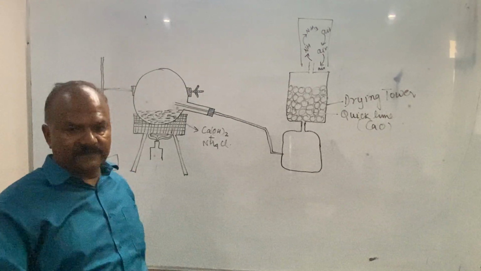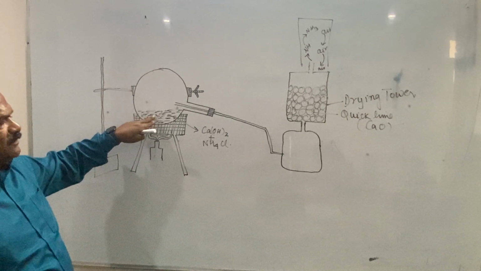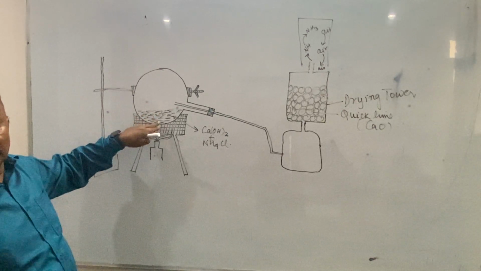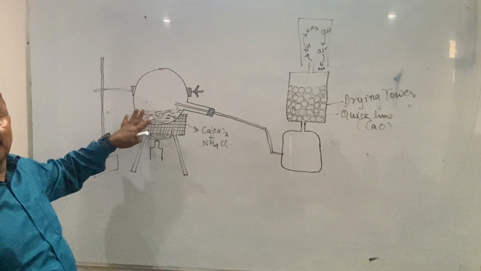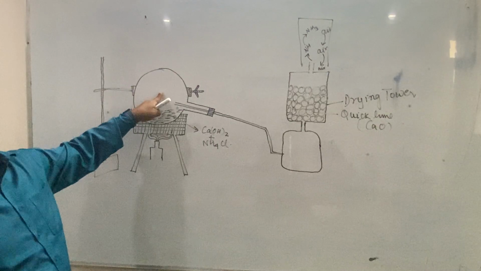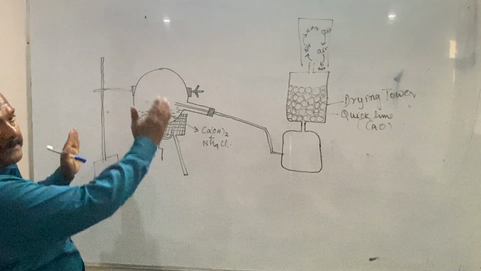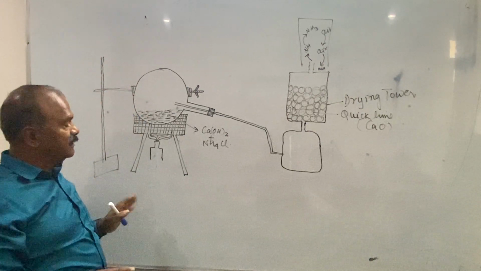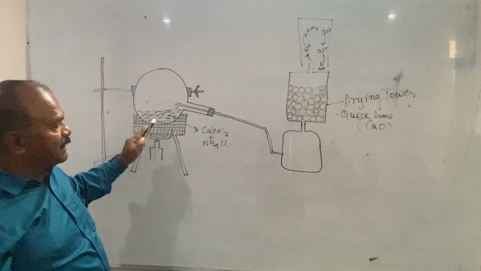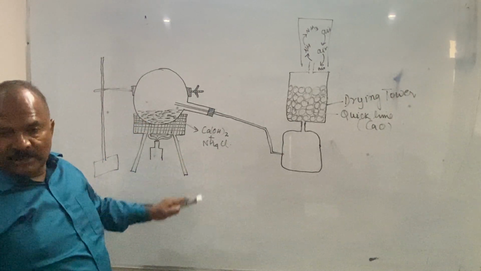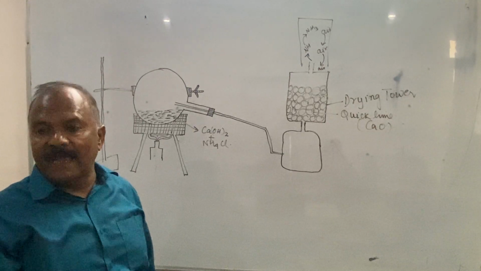Preparation of ammonia gas. Here is the mixture of calcium hydroxide and ammonium chloride. Both the powders are taken here in this tilted round bottom flask. This is tilted. It is not kept in the upright position. It is tilted. Remember. So when you are heating the calcium hydroxide, slaked lime, and ammonium chloride, which is also known as sal ammoniac.